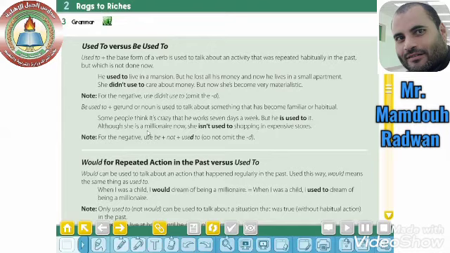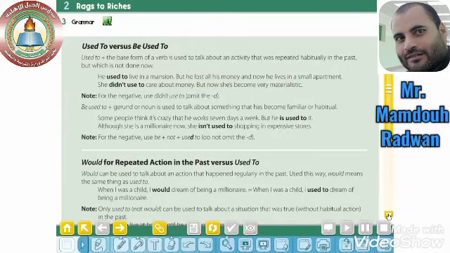Although she is a millionaire now, she isn't used to shopping in expensive stores. So here, this is the negative form of "be used to." The negative form is what? "Isn't used to." Note, for the negative, use be plus not plus "used to." In the negative form of "used to," we have to omit the D. But here, with "be used to," we leave the D. So we say "isn't used to" with D.